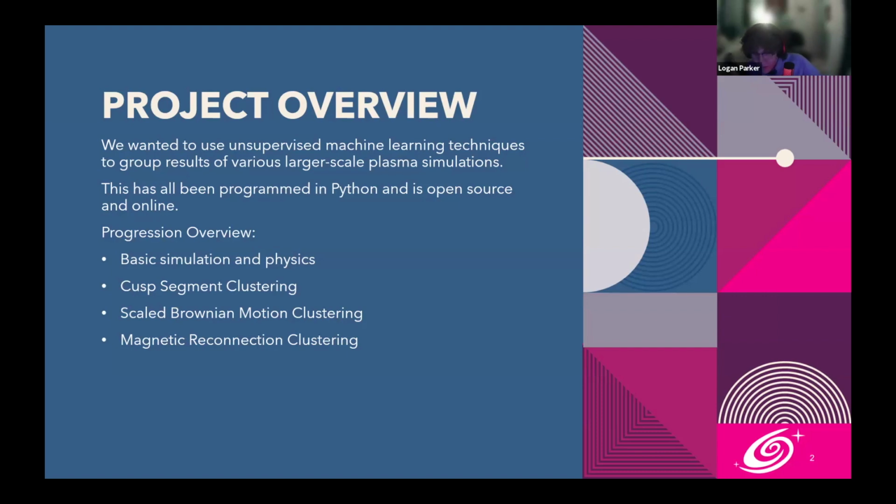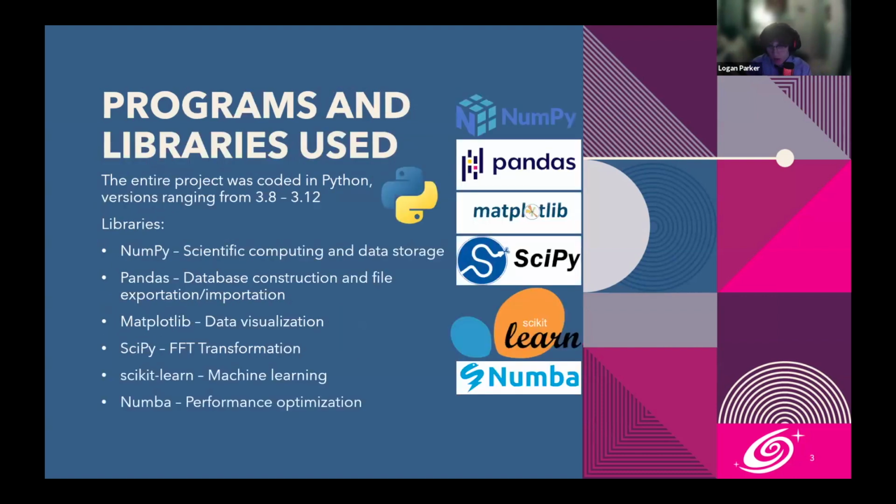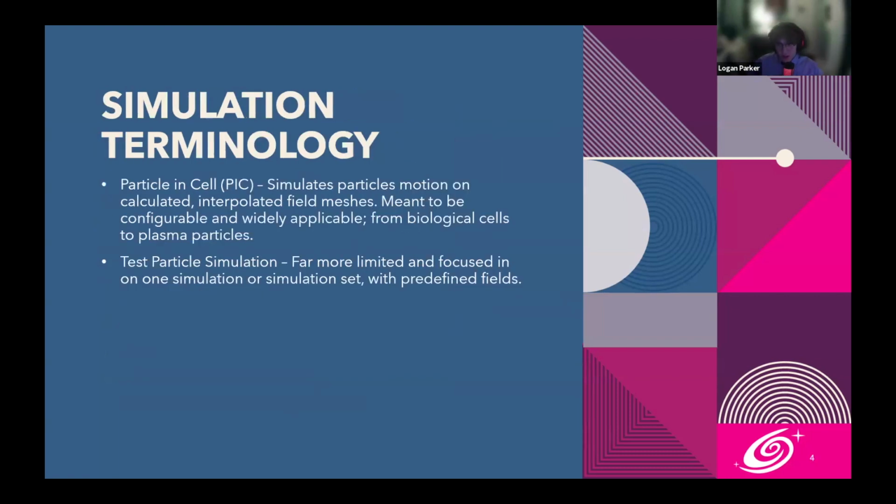A basic overview of our project: we started off with basic simulation and physics, trying to implement that to get it working. Then we used a variety of different cases of different motions in plasma, as well as applying machine learning algorithms to them. Here are all the programs and libraries we used. You will see at the end that the entire code has been uploaded to GitHub, and you can go view it all for yourself.